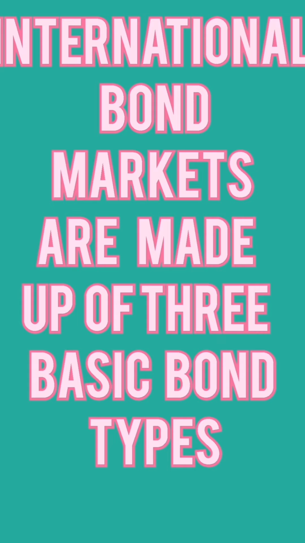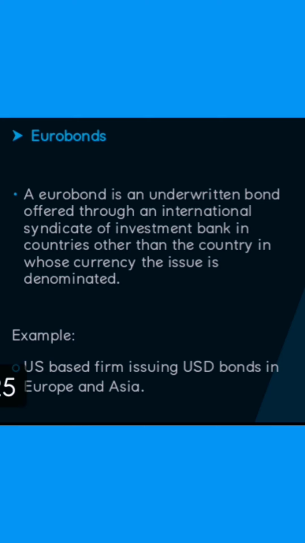improvements. The international bond market is further classified into three types. First, Eurobonds. Second, foreign bonds. And third, global bonds. Let's proceed to the first type of international bond market, which is Eurobonds. So what are Eurobonds all about?